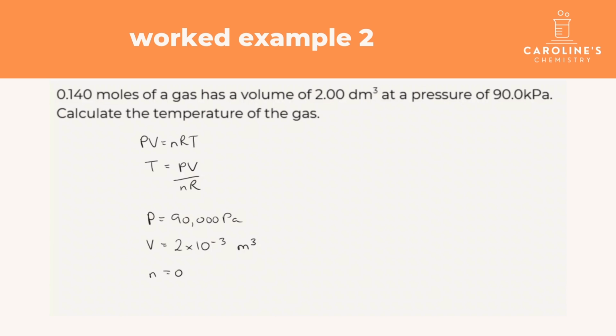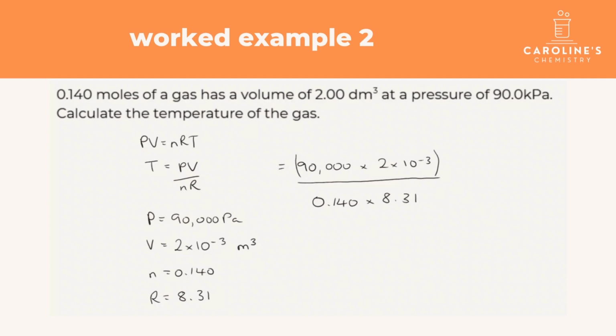Then we have our n that we're given as 0.140 and R, our ideal gas constant, 8.31. Let's now put our numbers into a rearranged equation. So we have 90,000 pascals times by the 2.10 to the minus 3. And again, I advocate using brackets here in your calculator so you don't make a calculator error. And then we'll do that divided by the 0.140 moles times by the 8.31.